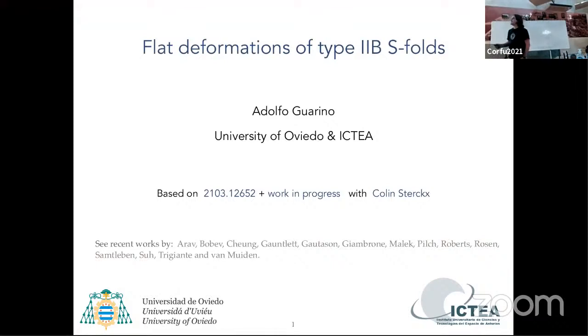So today I will tell you a bit about the S-folds, and in particular about flat deformations thereof. I will explain what they are and why they are interesting. This is based on this paper that we published together with Colan Sterks, my PhD student, who is co-supervised between Oviedo and ULB, and then some work in progress that will appear soon.